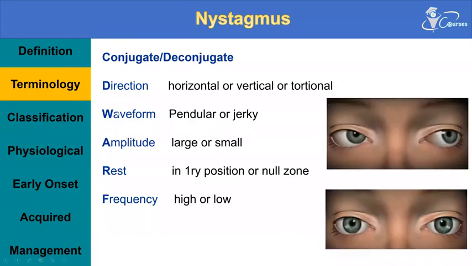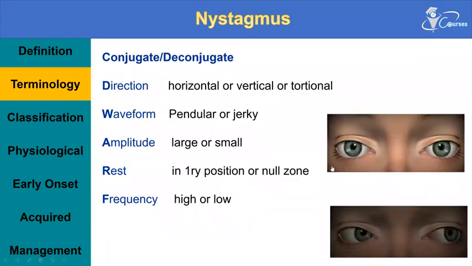The other thing is the waveform. Is it pendular or jerky? Pendular nystagmus is when the eyes beat to and fro at the same speed. It has the same speed in both movements. But jerky nystagmus is characterized by a slow phase and a rapid corrective phase. And those patients have this high frequency, low amplitude nystagmus. You can see that the eye is as if vibrating in the same direction, in the same position. This is what's called spasmus nutans. We will come to this later on. But jerky nystagmus has a rapid phase and a slow phase.